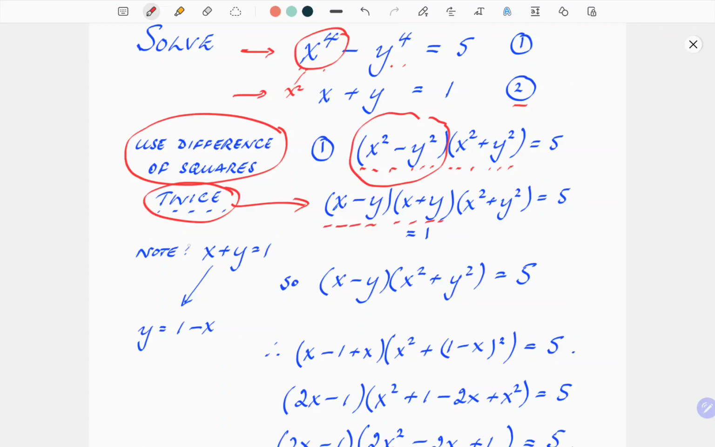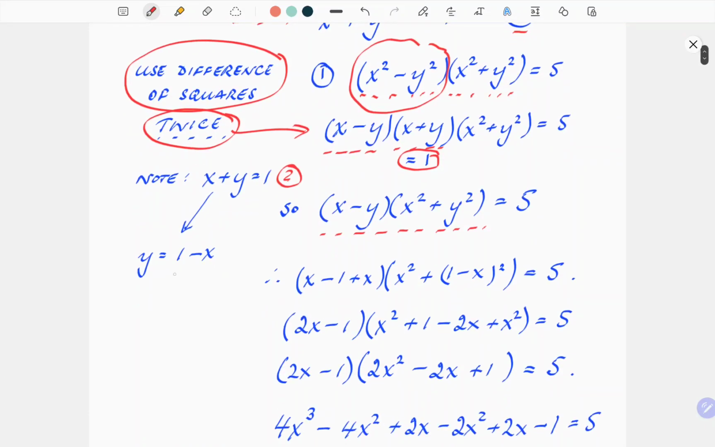We then remind ourselves that from the original equation 2, x plus y equals 1. So therefore, that middle bracket, x plus y, disappears, just equals 1. So we can ignore that for now. Simplify the whole thing down, and we get x minus y times x squared plus y squared equals 5.